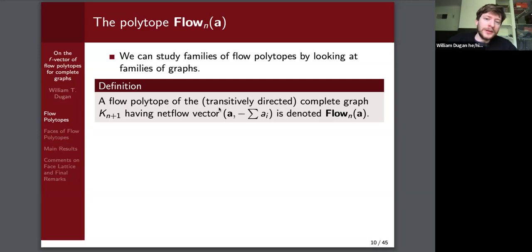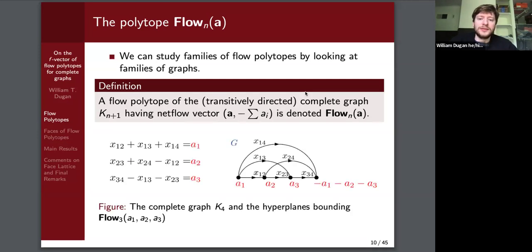And you'll notice I skipped over the words transitively directed. What I mean by this is there are many different ways to direct the complete graph, but you'll oftentimes get cycles. We need our graph to be acyclic because we want a polytope. So we put the vertices in the plane and direct all the edges from left to right. So for example, here's an example of flow_3(a1, a2, a3).